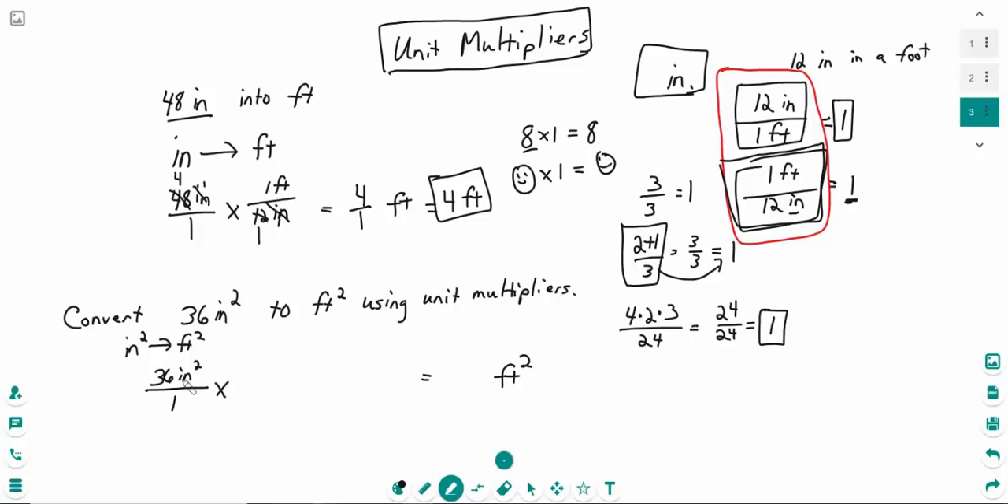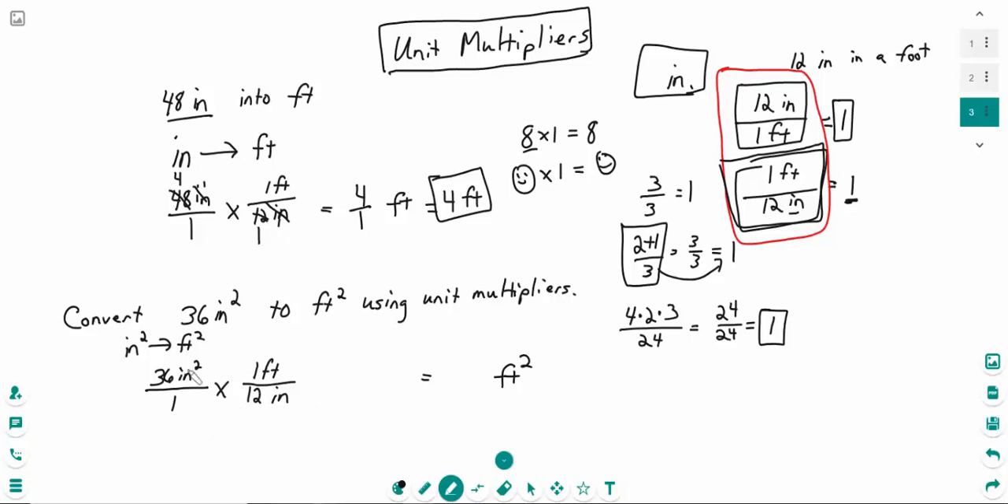Now remember, the goal is to cross these inches out. So we need something in the denominator that has an inch, right? And if we look over here, we go, okay, which one is the one with the inch in the denominator? It's the second one again. So we have the 1 foot over the 12 inches, right?